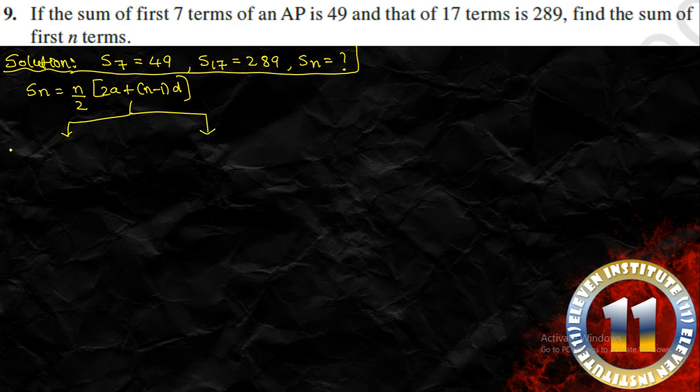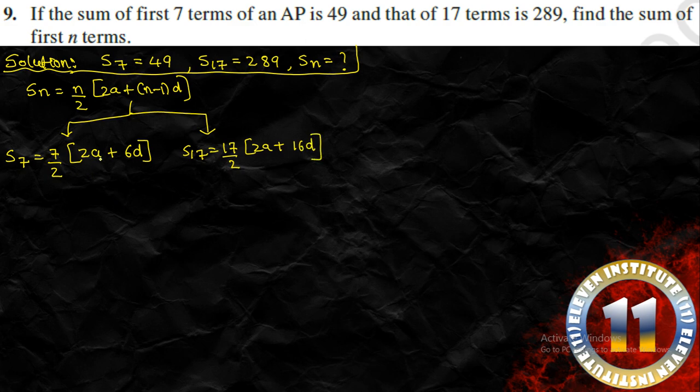So we can write over here S7 is equal to 7 upon 2, into the brackets we have 2a plus n minus 1, which means 7 minus 1. So 7 minus 1 is 6. That is now quite simple for you. Similarly, here we have S17 is equal to 17 upon 2 multiplied by 2a plus 17 minus 1 is 16. So we can write over here 16d.